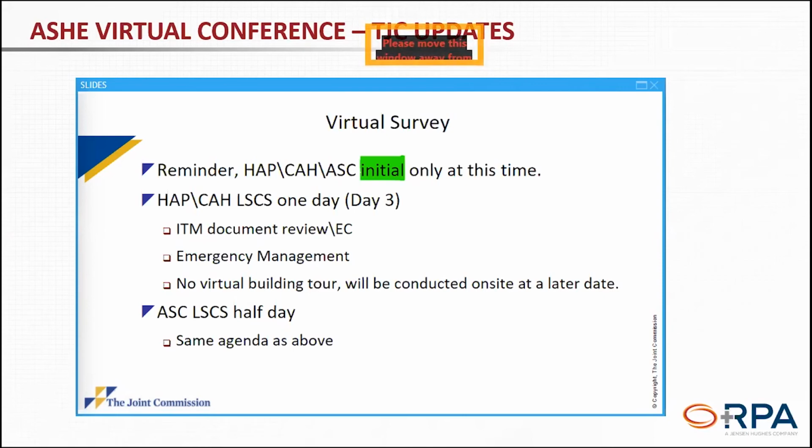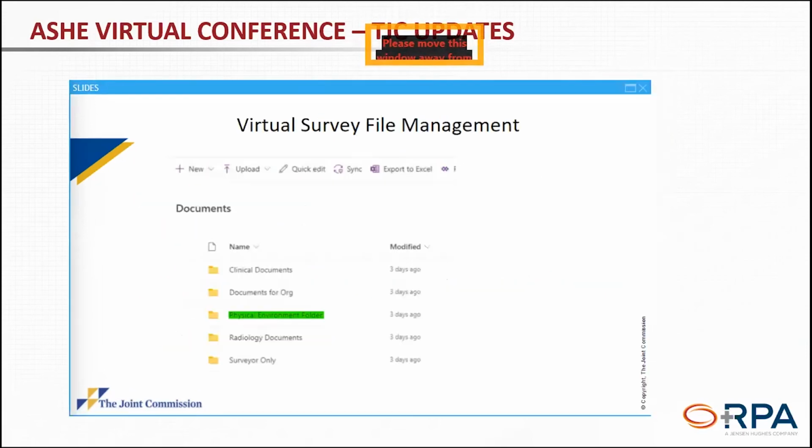You can see here that if they are going to do a virtual survey for that initial accreditation survey, it'll be inspection, testing, maintenance document review, emergency management policy review, and emergency management plan review, and then also no virtual building tour. They'll do it at a different time. So you can see there that if you are going to be getting an initial accreditation survey, the chances are it'll be a virtual one. But if it's a triennial, it probably won't be. It'll probably be all in person. And they have a document upload portal, and I'm sure the Joint Commission is going to help you work through that.